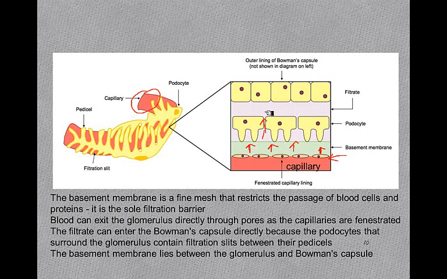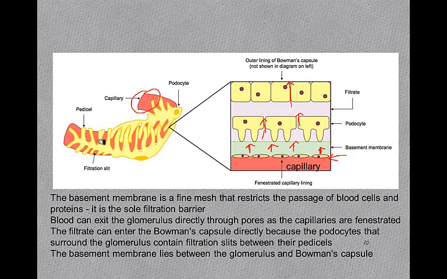This is all filtrate, and then goes into the Bowman's capsule. Okay? So the basement membrane is this fine mesh that restricts the passage of blood cells and proteins. It's the sole filtration barrier between the capillaries and the Bowman's capsule. The blood can exit the glomerulus directly through pores as the capillaries are fenestrated, or they have holes. And the filtrate can enter the Bowman's capsule directly because the podocytes that surround the glomerulus contain slits. All right. The basement membrane lies between the glomerulus and the Bowman's capsule.